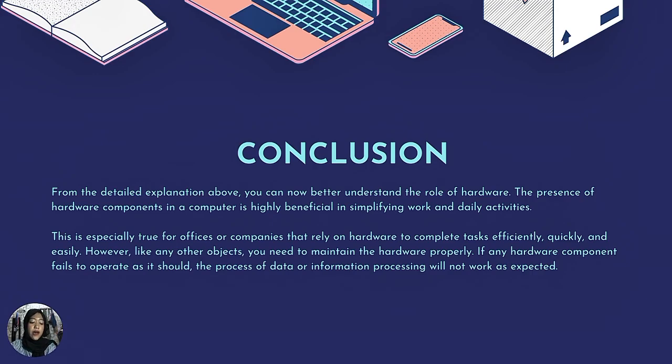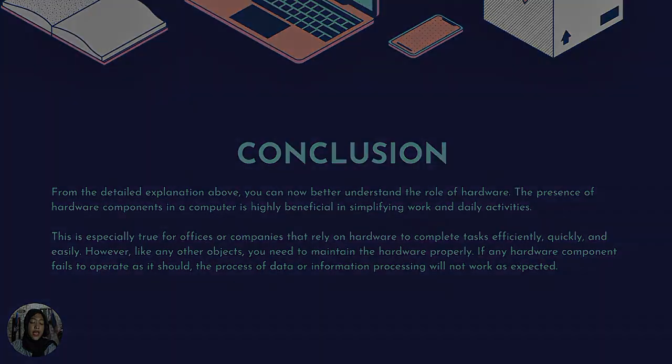Last, conclusion. Why is hardware important? To sum up, hardware is very important because it makes the computer work. Without hardware, we won't be able to use a computer to type, play games, or go online. So, we need to take care of our hardware to keep the computer working well.